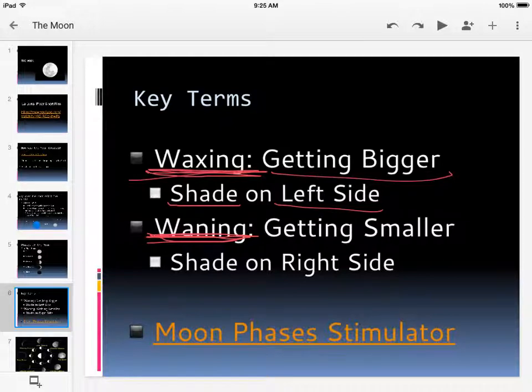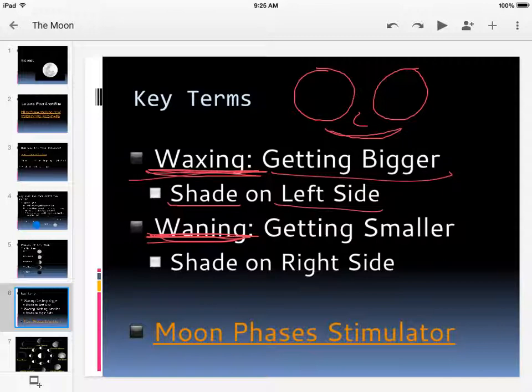So, little diagram. It looks like a person. You've got googly eyes and a nose and a mouth. And you draw in the eyes like this. And this represents the shade on the Earth, or on the moon. So on the top we've got waning and waxing. These represent like the eyebrows.